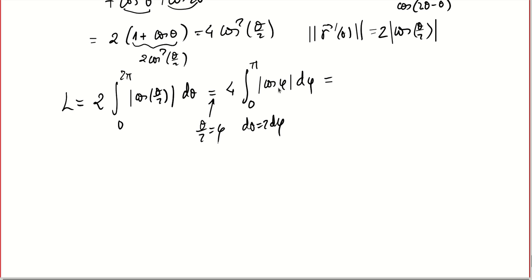Okay, the cosine between 0 and pi half is the same as between pi and pi half, but with the opposite sign. But since it is the absolute value what we have here, we could multiply by 2 and integrate only half the interval, and now we get rid of the absolute value. And the primitive of this is the sine, so we have 8 times the sine of phi between 0 and pi half. Sine of 0 is 0, sine of pi half is 1, so this length is just 8.